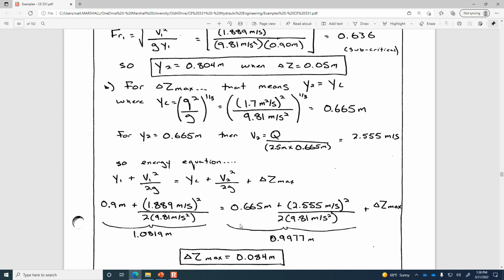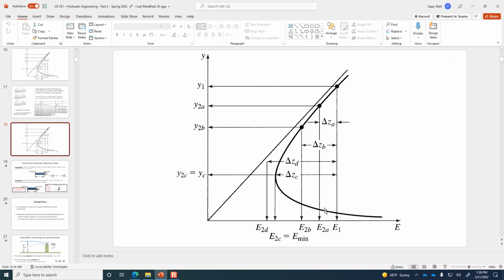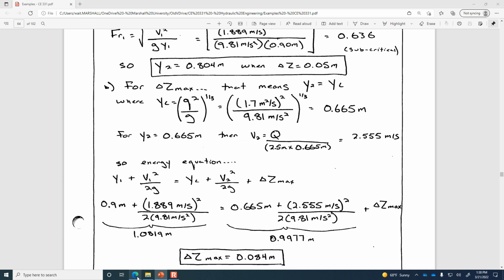So it's the delta Z max that, if we go back to the specific energy diagram, it's the delta Z that would cause critical flow over the obstruction. Any questions so far about how to use specific energy and this idea of the obstruction height that's as high up as you can go?